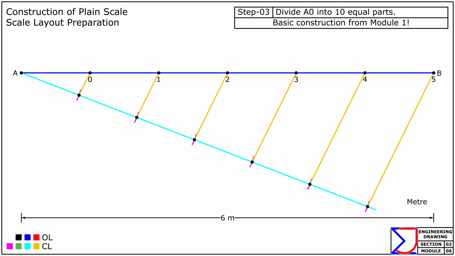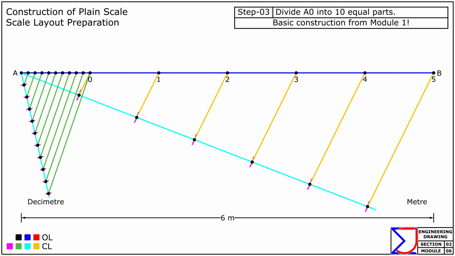Next, let's focus on the smaller divisions. Take the first section labeled A0 and divide it into 10 equal parts. Each of these will represent a decimeter, helping us measure distances in smaller units. And label them accordingly, as shown.